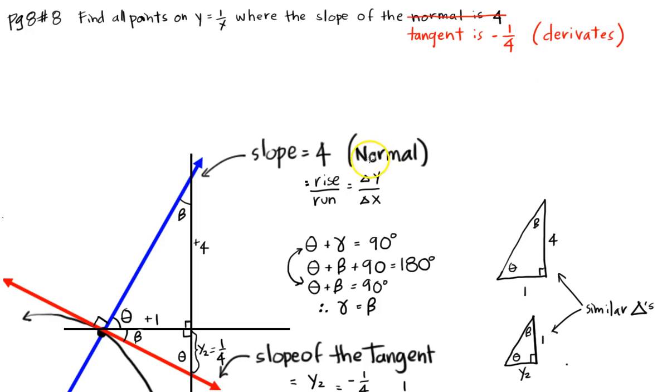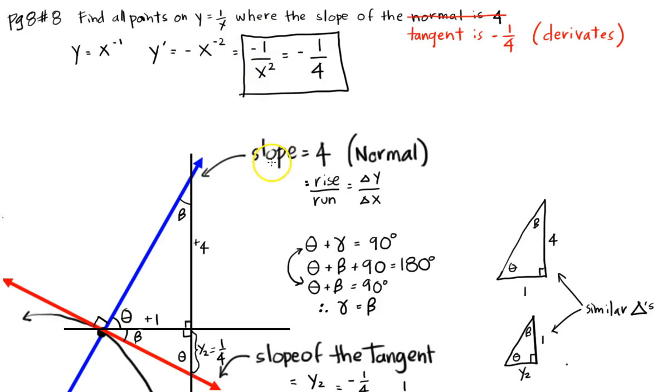Slope of the tangents at any point is the derivative, which means all I need to do is say, okay, well, that's much easier, because if y equals, let's just call that x to the -1, then y prime is going to be equal to negative x to the -2, which is the same as saying -1/x². And I want to know, when is this equal to -1/4?